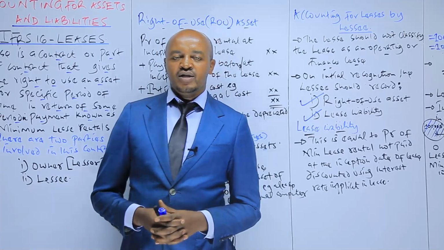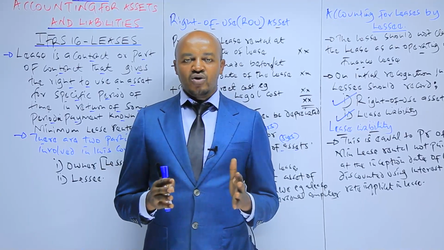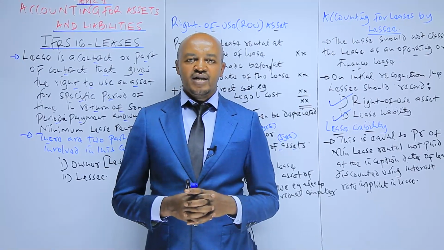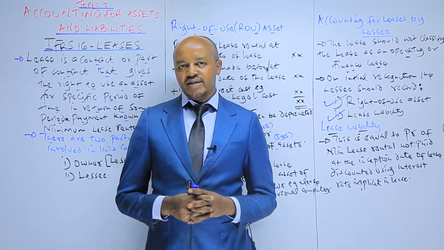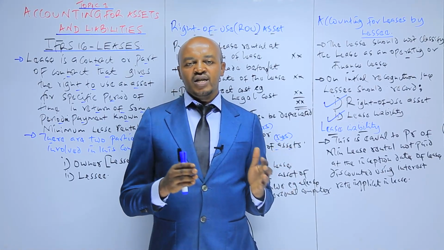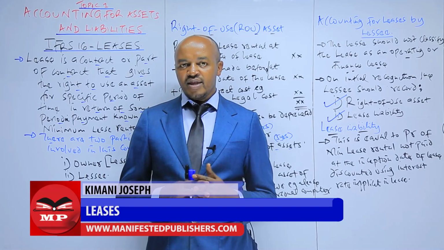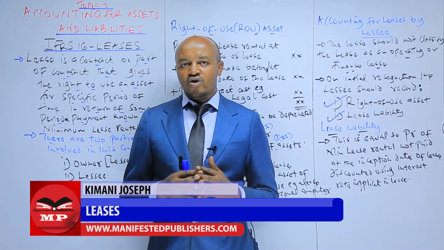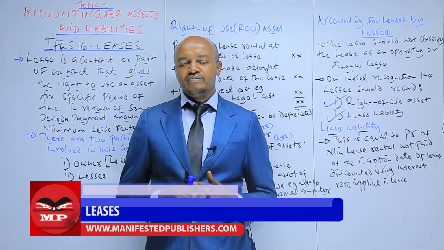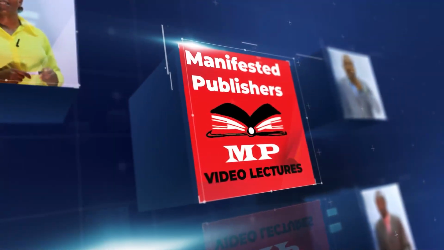I want us to take a short break, and then once we come back in our next class, I want us to look at an illustration regarding accounting for leases by the lessee. And then once we do that illustration, we are going to proceed and look at how we account for leases by the other party, and that is the owner of the asset, or the lessor. So we take a short break, and then we meet in our next class.